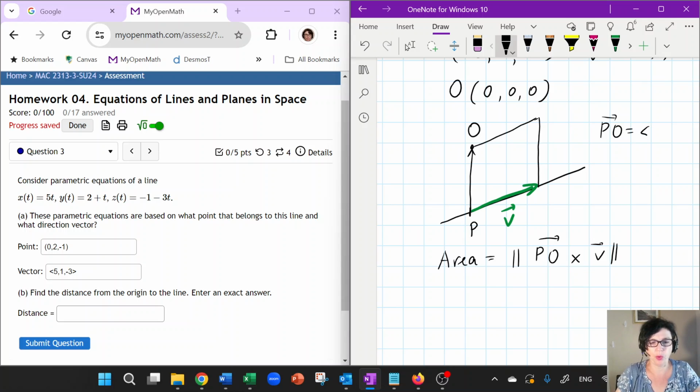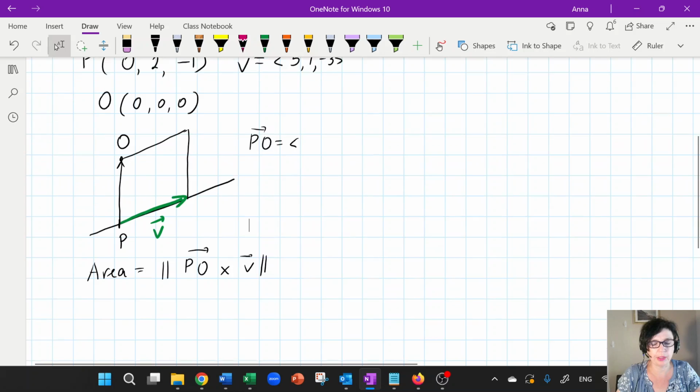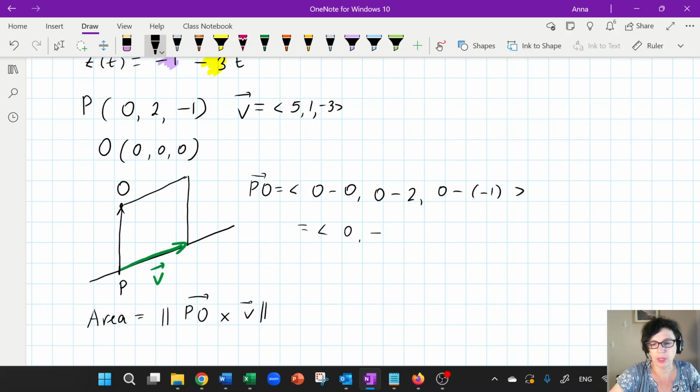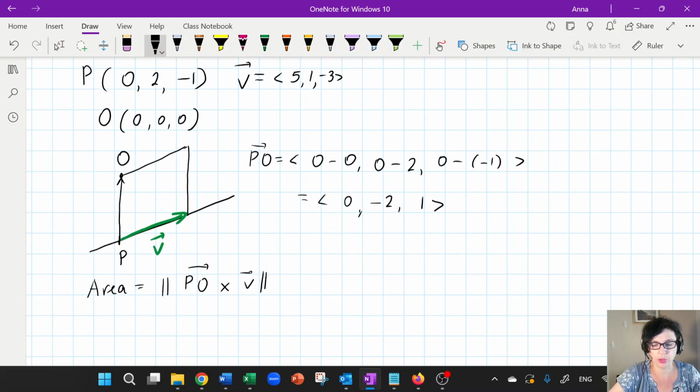Okay, so first let's find PO. What are the components? Because the vector PO has initial point (0, 2, -1) and ends at (0, 0, 0), we're going to subtract. So 0 minus 0, then you got 0 minus 2, and you got 0 subtract -1. So that will give me <0, -2, +1>. Okay, so now I'm going to cross that with my direction vector. Find the cross product. So let's do that. We got i, j, k for the first row. Then vector v with 5, 1, -3. And then PO with 0, -2, +1.